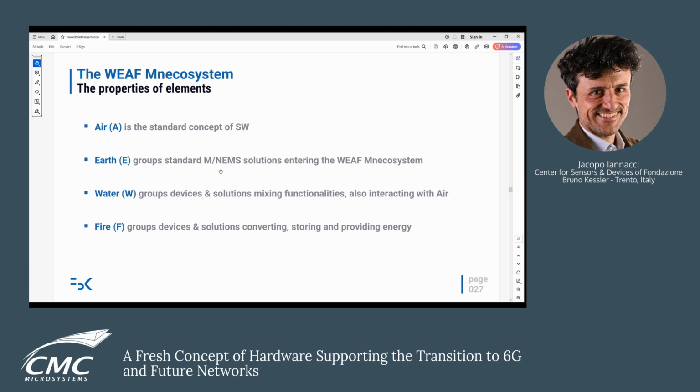So the novel functionalities are more embodied in the water and fire definition, because water groups devices and clusters of devices which are able to mix functionalities and, as we will see before, also to have unprecedented capacities in terms of resident intelligence and capacity to react. And of course, water, which identifies hardware components, will also interact with software. So some functionalities typical of software are expected to be incorporated into the hardware. On the other hand, fire groups devices and miniaturized components which are devoted to converting, storing, and providing energy. So harvesters, batteries, and so on.